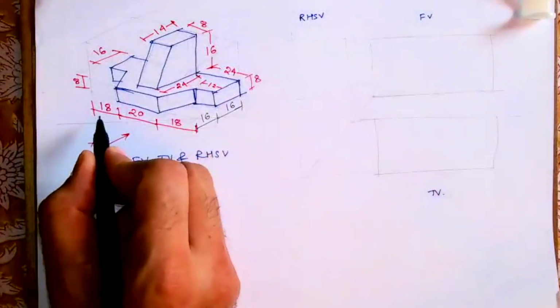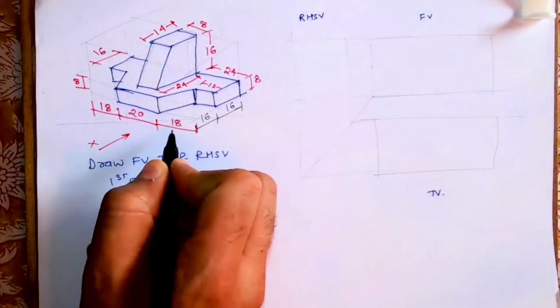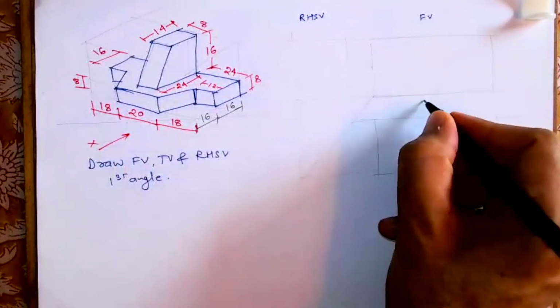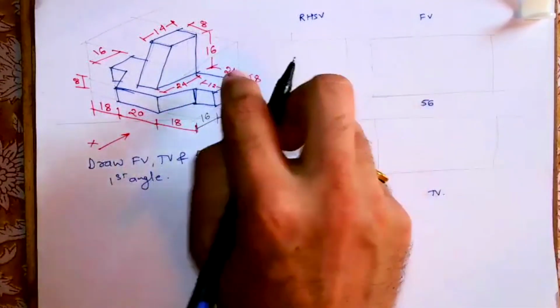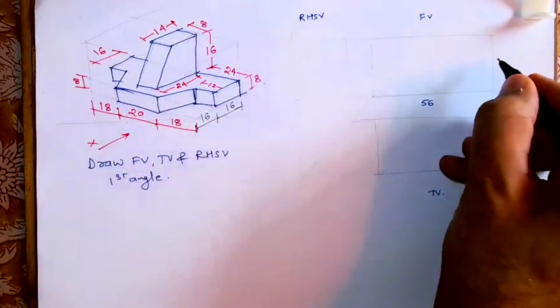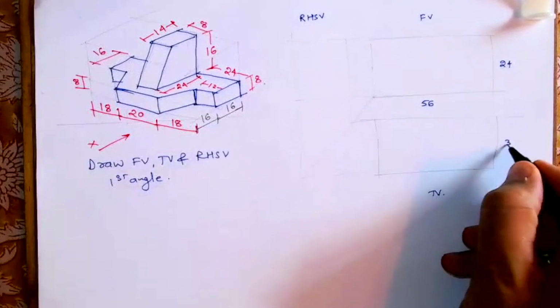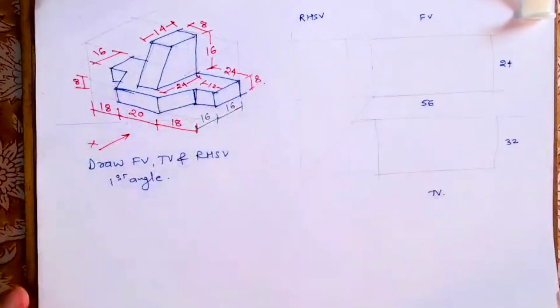Now if you see, the length is 18 plus 20 plus 18, that is 36 plus 20, 56. So length is 56. Height is how much? 8 plus 16, which is 24. And width is 32. So when you see from the front, what do you see?